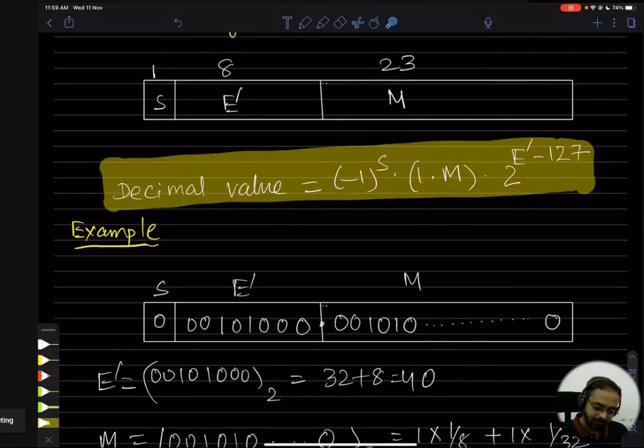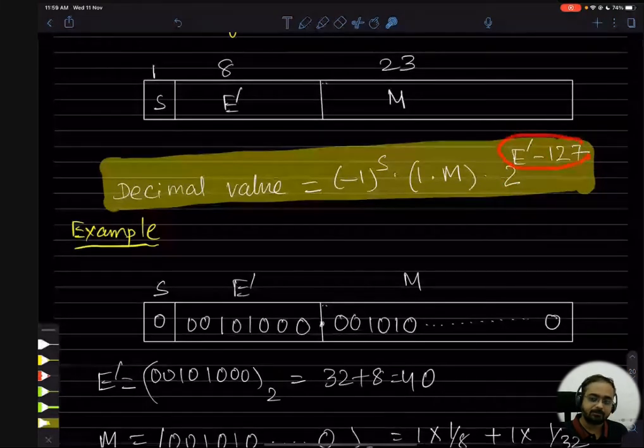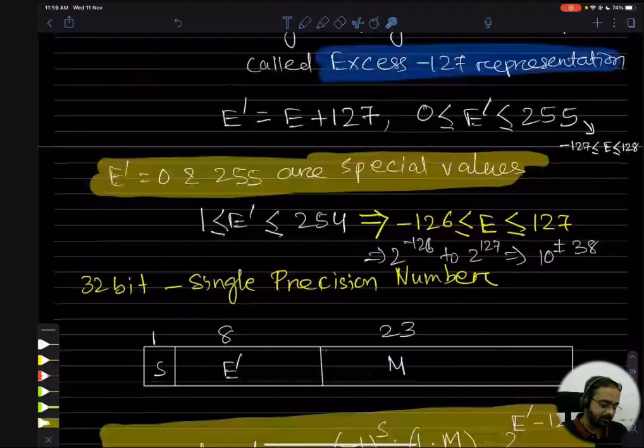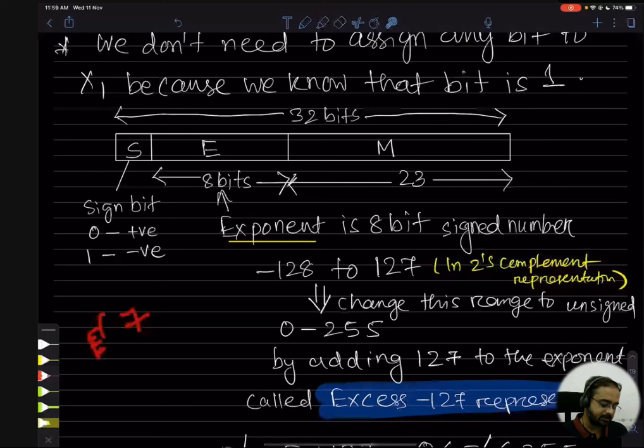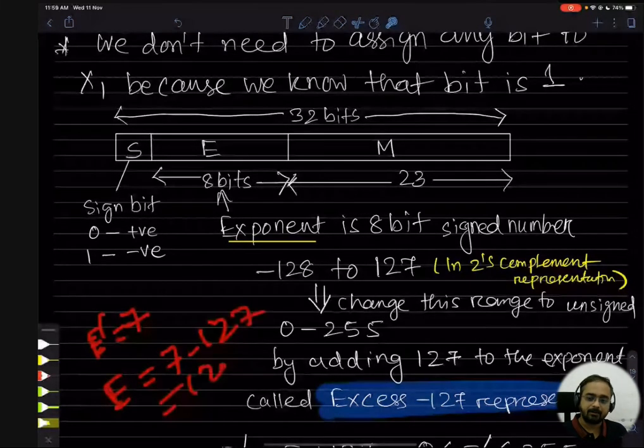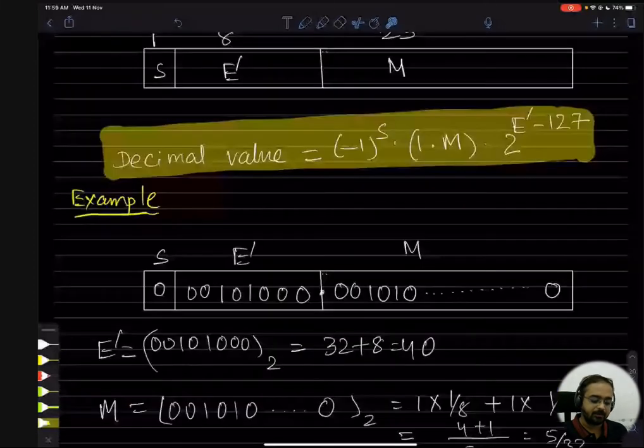Okay, and then multiplied by 2 to the power E dash minus 127, because we have already represented E dash as excess 127. You have to get the original exponent by doing minus 127, like we have taken an example. If E dash is equal to 7, what is the original exponent? 7 minus 127, that is minus 120. That thing you have to do here.